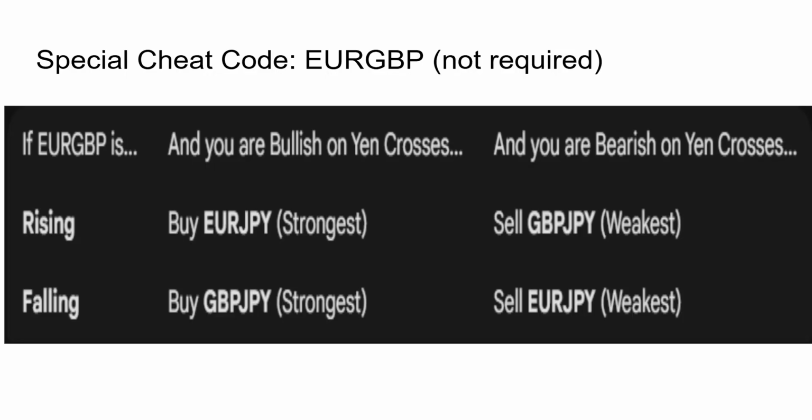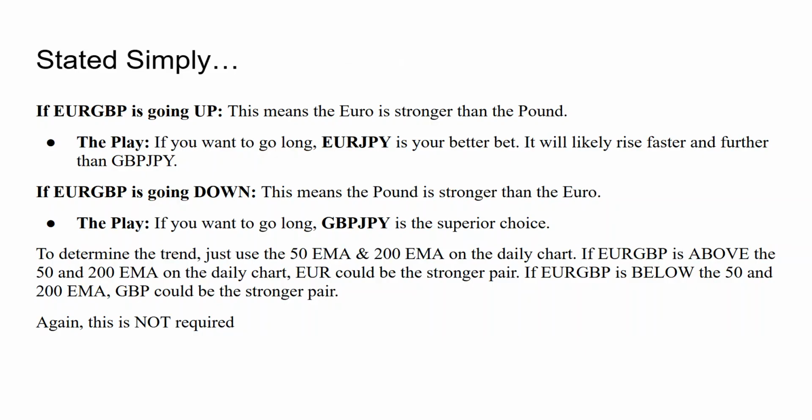So you might wonder, okay, how do I know what the trend is? How can I figure that out? I'm going to give you the simple sauce: 50 EMA, 200 EMA. If the 50 is above the 200 and price is also above both of them, then that means that euro likely is the stronger out of EJ and GJ. Typically, euro is more likely to rise faster and further. If price is below the 50 and the 200 EMA, that means that pound is more likely to rise faster and go farther. Pound is stronger in that case.